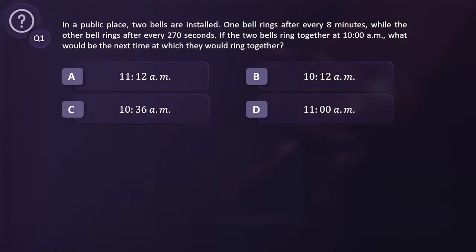So question number 1, in a public place, two bells are installed. One bell rings after every 8 minutes while the other bell rings after every 270 seconds. If the two bells ring together at 10 a.m., what would be the next time at which they would ring together? Quickly give me an answer for this.